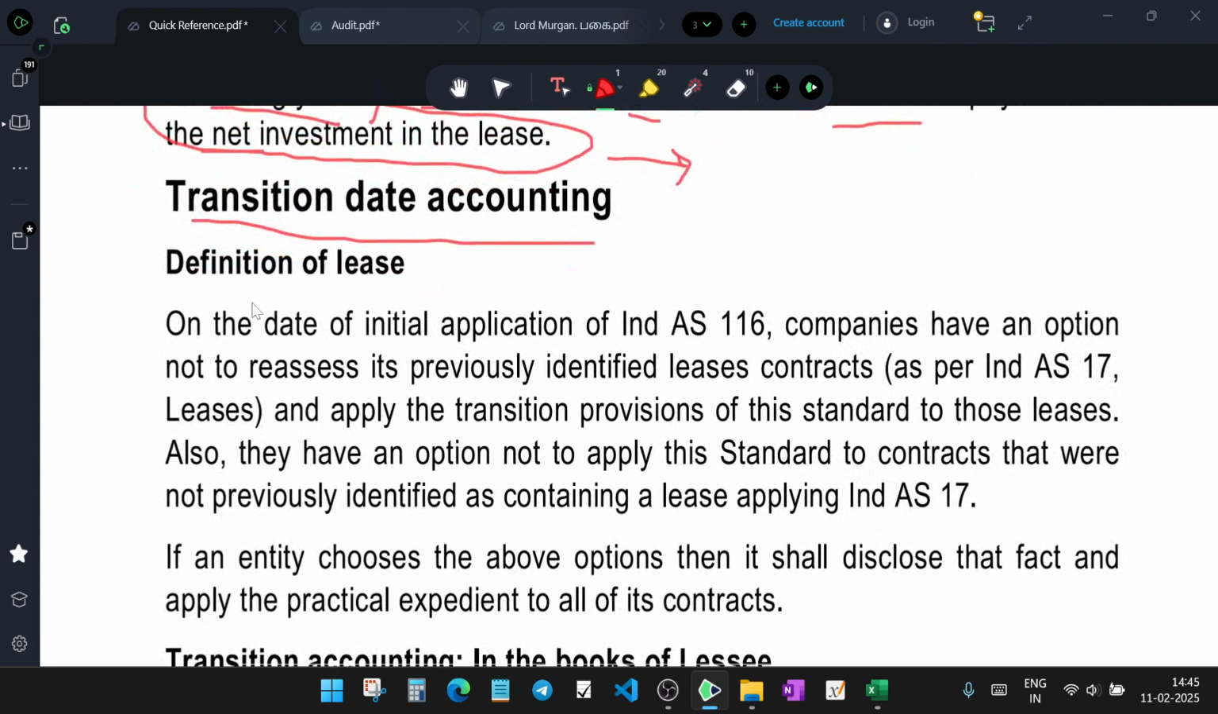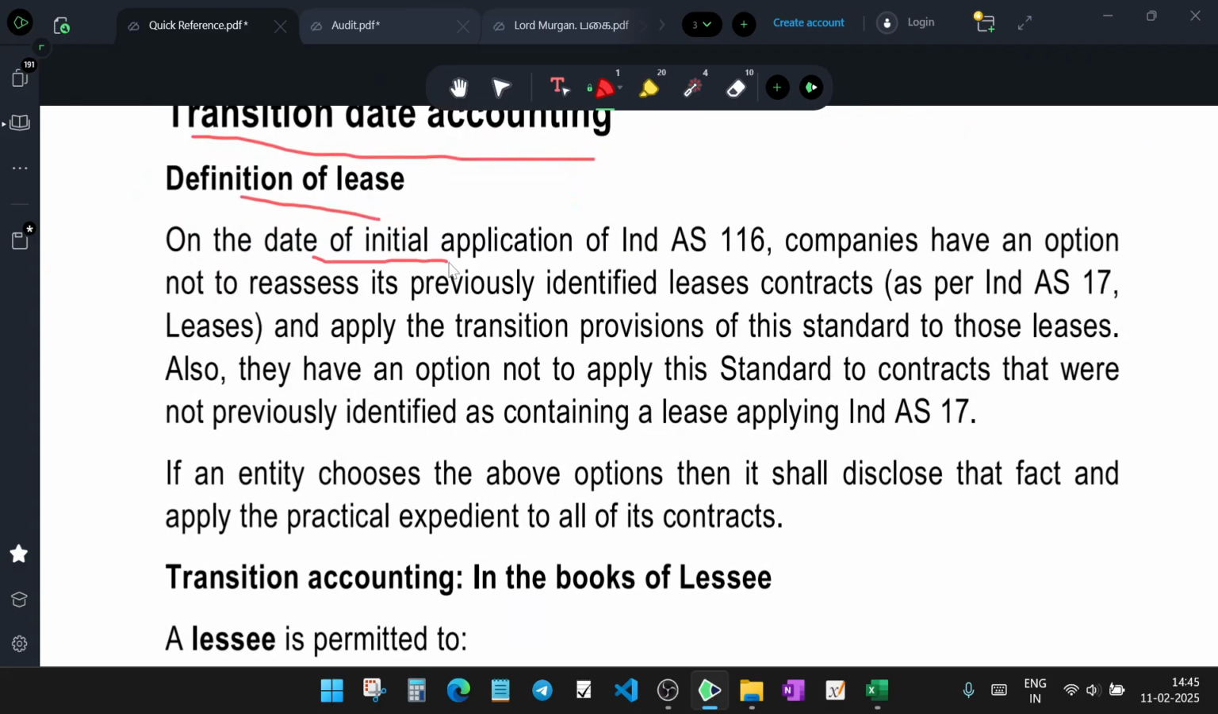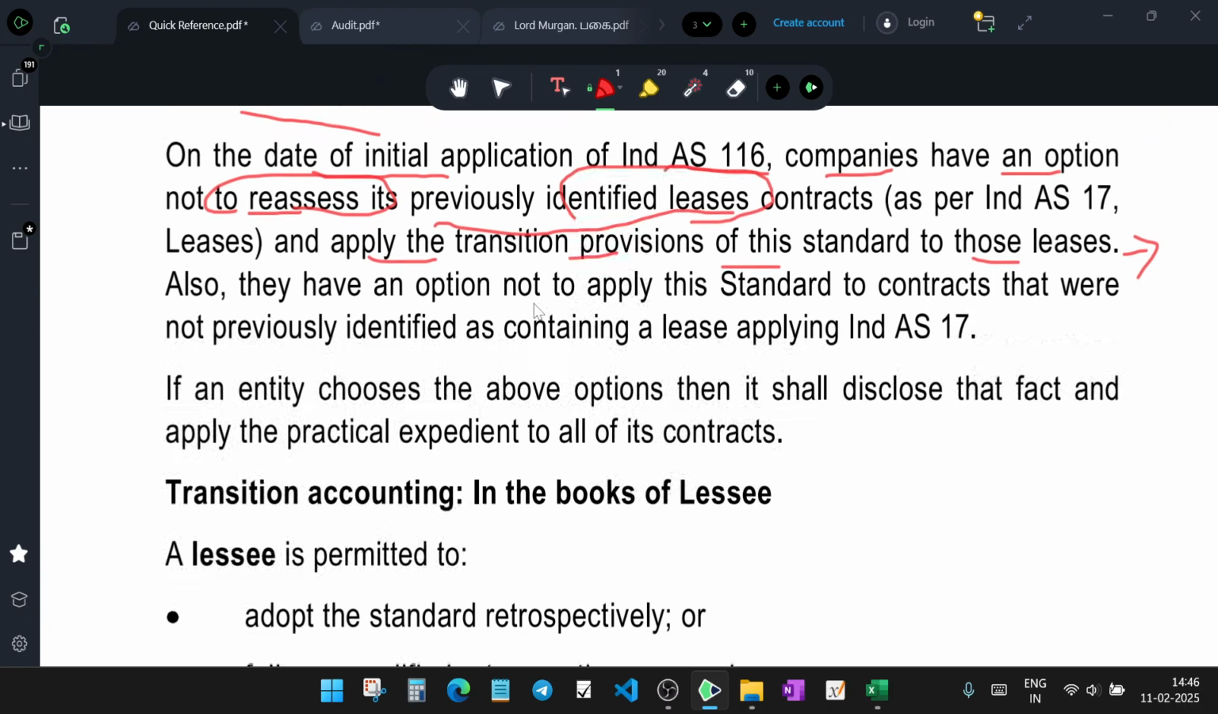Transition date accounting. What is the definition of a lease? On the date of initial application of Ind AS 116, companies have an option not to reassess previously identified leases. On the initial date, they should not reassess the previously identified contracts, and apply the transition provisions of the standard to those leases, and not apply the transition provision of the standard to the leases which had an option not to reassess.